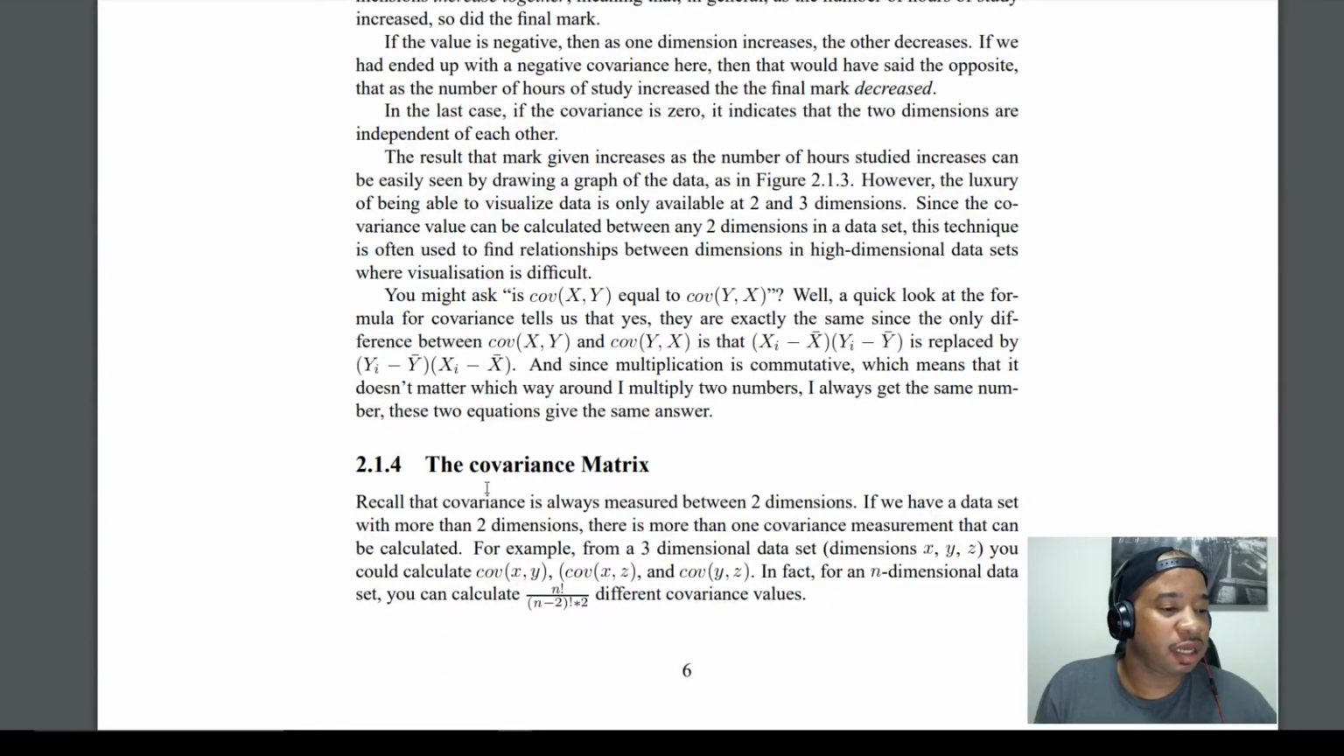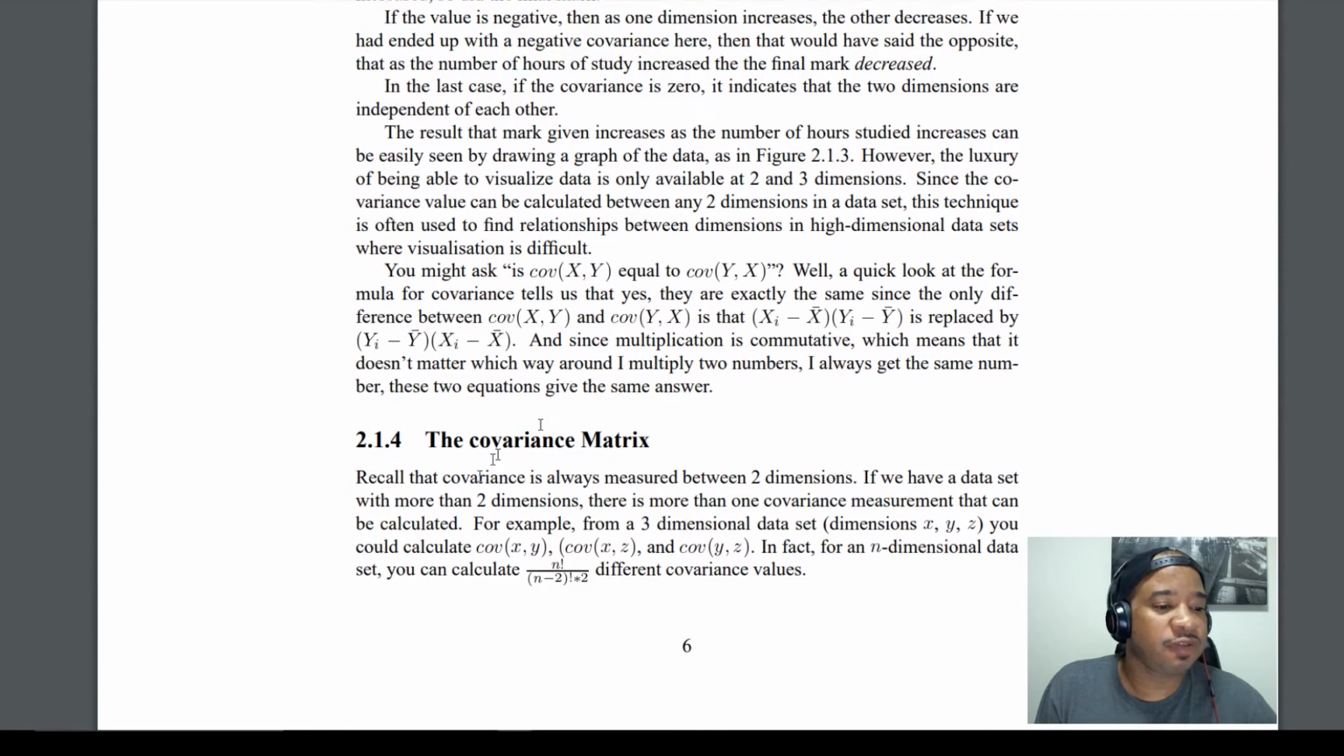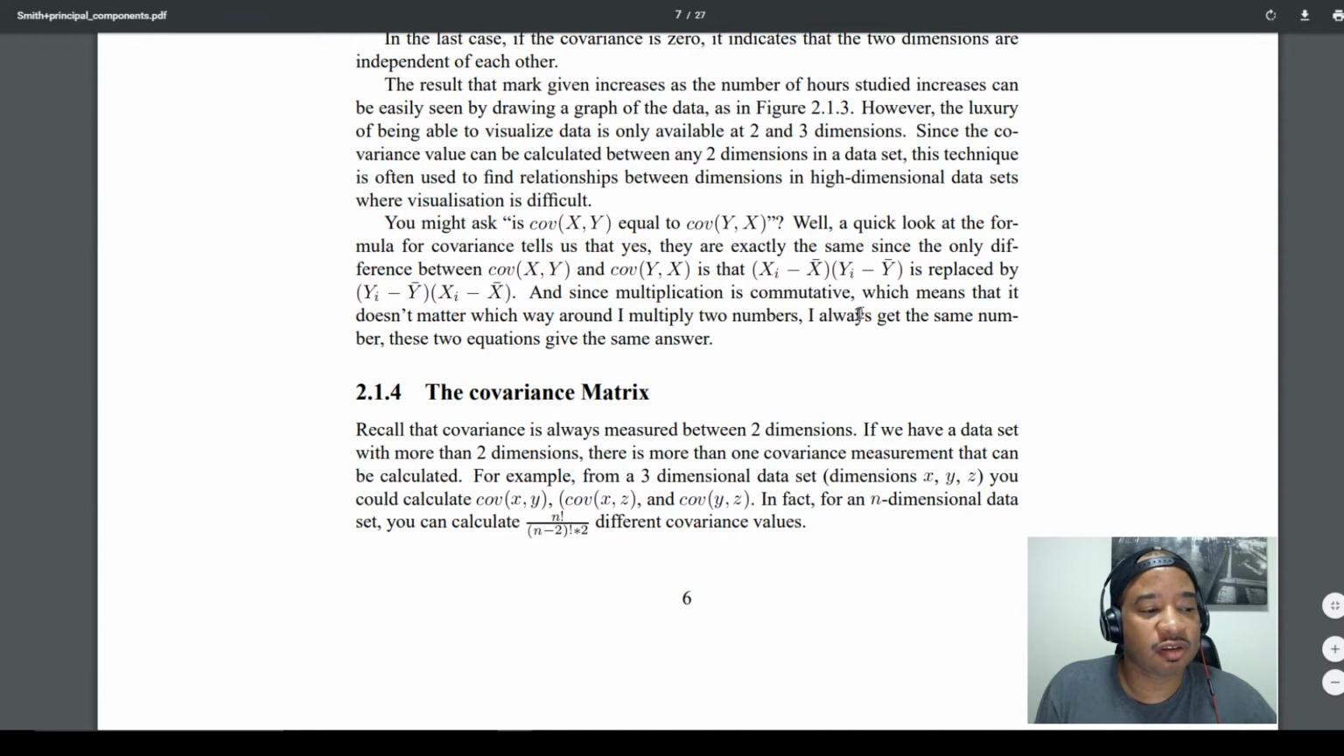So now we're going to talk about the covariance matrix. Recall that covariance is always measured between two dimensions. If we have a data set with more than two dimensions, then there is more than one covariance measurement that can be calculated. For example, from a three-dimensional data set, dimensions x, y, and z, you could calculate cov xy, cov xz, and cov yz.